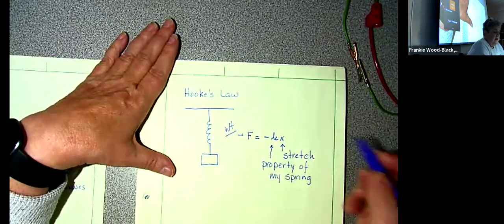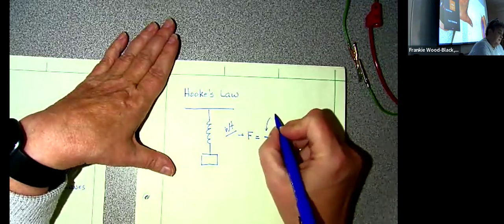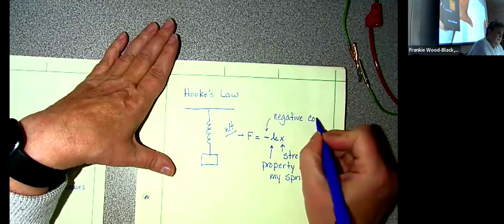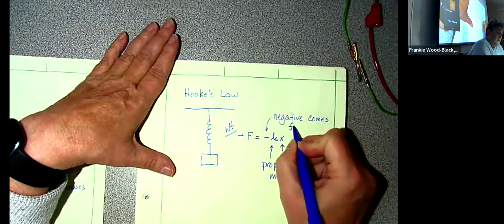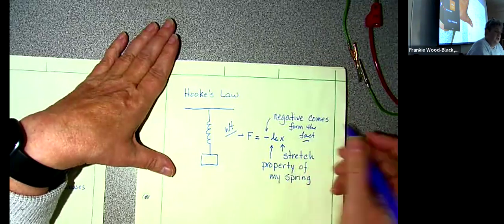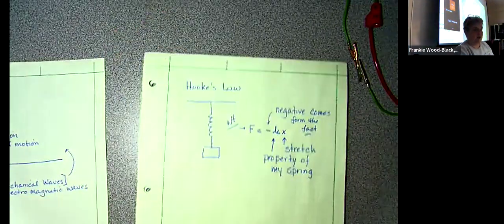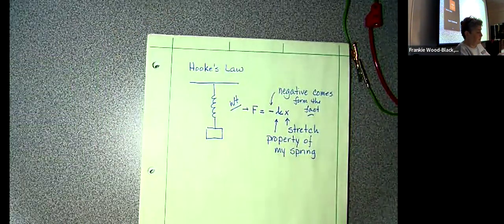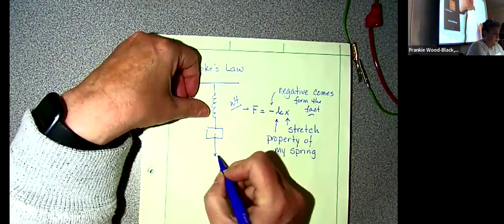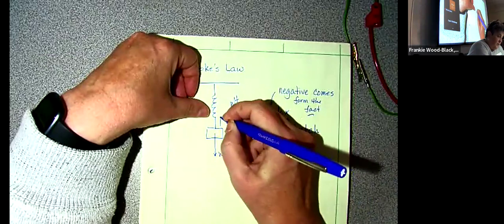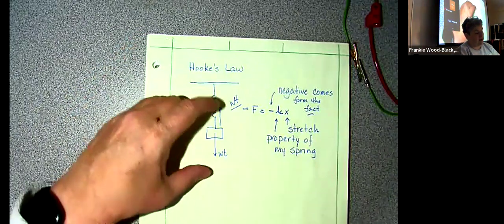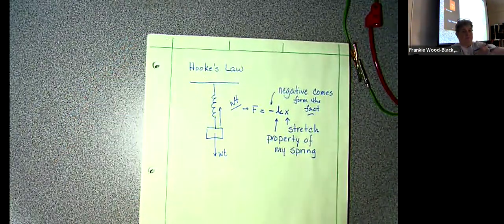Now, this negative comes from the fact that this wants to restore itself to the original position. Okay, it wants to pull this back up. So basically what's happening is here's my weight, but my spring really wants to pull it back up. And so we've got that negative here because my spring is trying to get a restoring force.